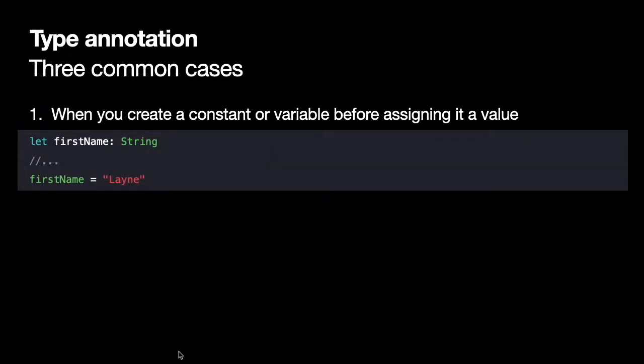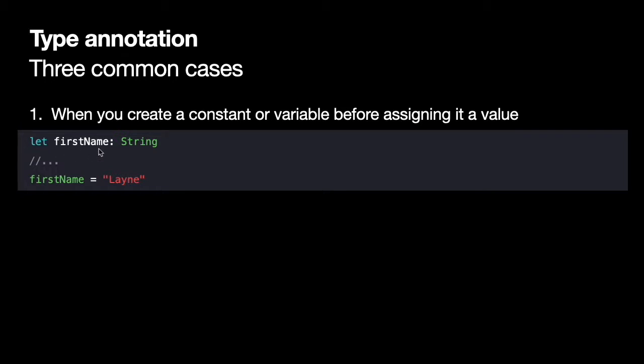There are three common cases where you need to use type annotation. The first is when you create a constant or a variable before assigning it a value. So in this case, we're creating a constant called first name, and we're saying it's going to be a constant, so once we assign a value to it, we can't change it, and we're saying it's of type string. There's nothing for the compiler to infer the type from because we don't have an equal and then a string literal to the right. So we have to tell the compiler what type it is.